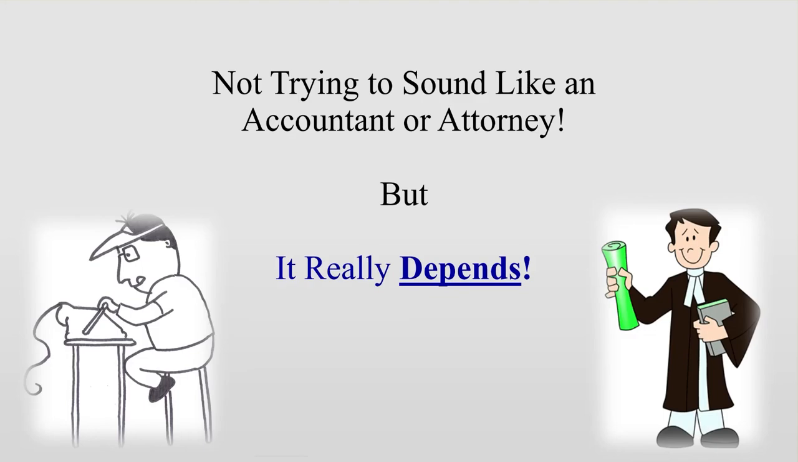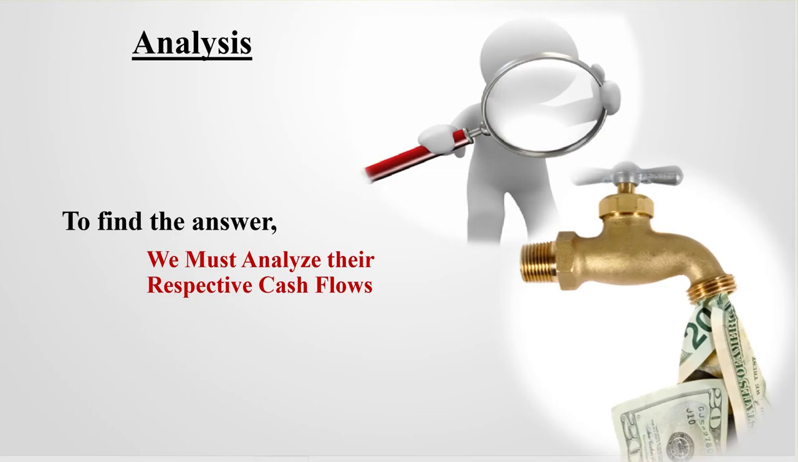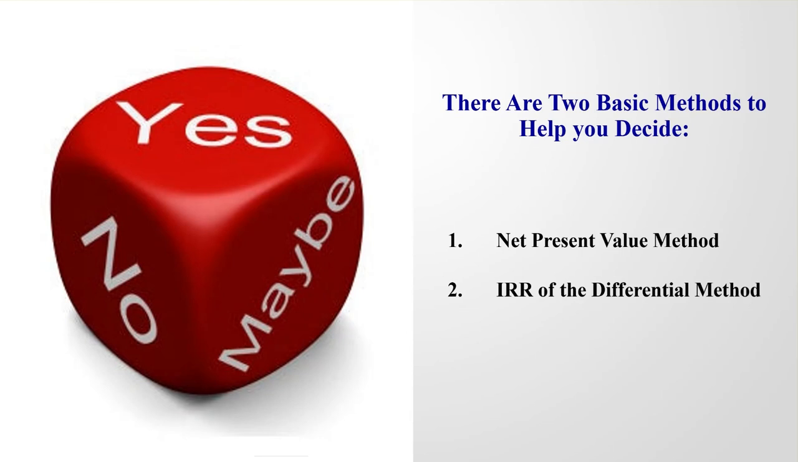And I'm not trying to sound like an attorney or an accountant, but it really depends. What does it depend on? It really depends on their respective costs. Whichever costs the lowest is your best option. How do you find out which one has the lowest costs? You basically have to reduce the cost of leasing and the cost of owning to their respective cash flows. Once we've done that, there are two methods to determine which one's the best. One is obviously the net present value, or NPV, and the second one is their internal rate of return.